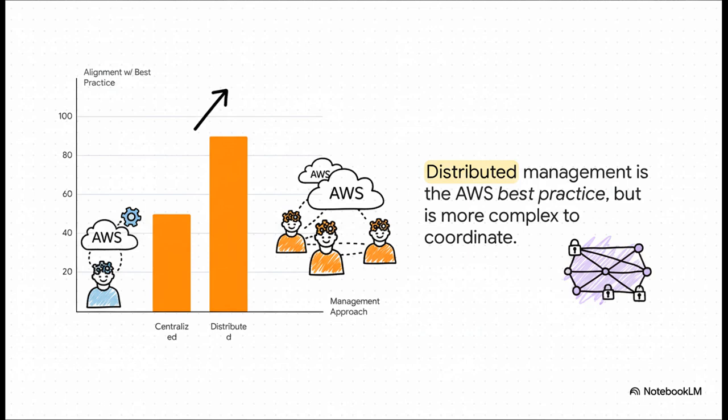But it actually goes against a core AWS best practice. The recommended path, the one AWS will tell you to take, is the distributed one. It keeps your main account clean, it delegates responsibility, and it's just way better for security and operations in the long run.